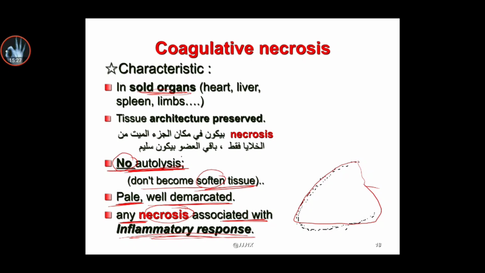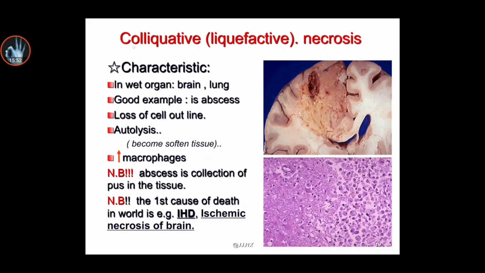So coagulative necrosis can occur with an inflammatory response. If there is inflammation, we say it can be reversible or irreversible adaptation. If it goes irreversible, it will be coagulative necrosis. As we said, it can be one of the features of an inflammatory response. We have coagulative necrosis or liquefactive necrosis, and these are the characteristics and features of liquefactive necrosis.